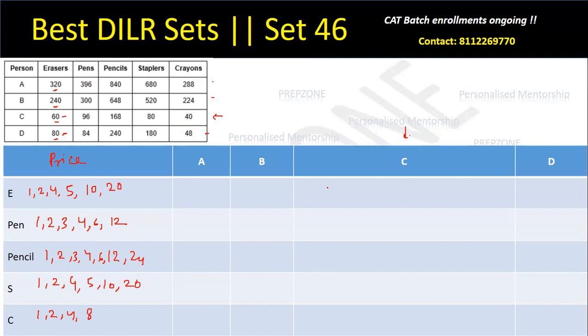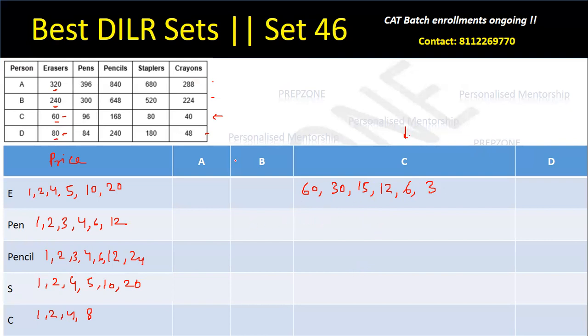मैं कहूँगा कि चलो ठीक है, C ने eraser पे 60 rupees spend करे हैं. Now if I know that the price of an eraser is say 1, then the quantities of erasers that C can purchase will be 60 because it is essentially 60 by 1. Similarly 60 by 2 which is 30. Similarly 60 by 4 which is 15. 60 by 5 is 12. 60 by 10 is 6 and 60 by 20 is 3. So these are the possible quantities of eraser that C has purchased. Similarly मैं C का पूरा complete करूँगा and I will see कि कहाँ पे consecutive pairs बन रहे हैं, right?